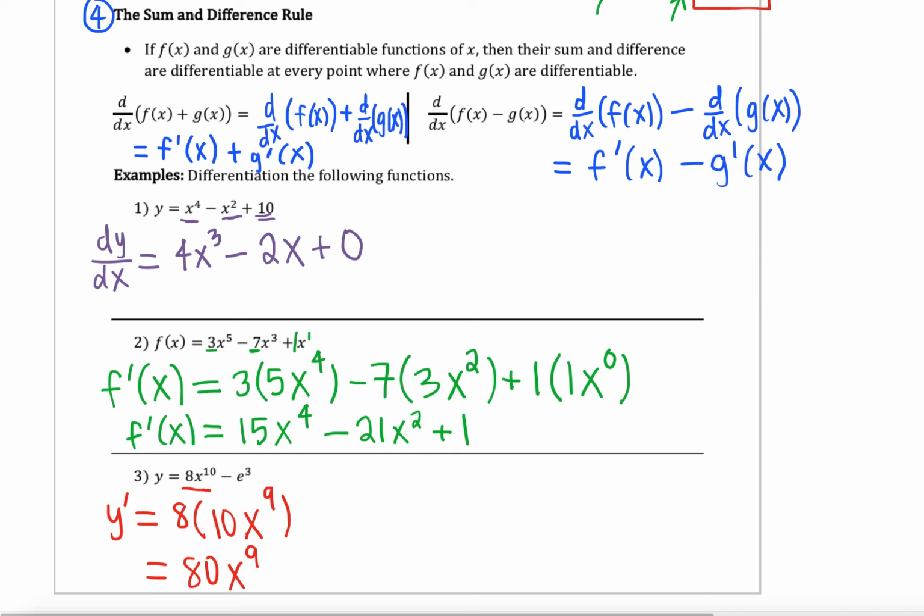Now for our second term here, I have an exponent, but I've got to be careful. My base here is e, and e is Euler's number. It's approximately 2.7 and change.